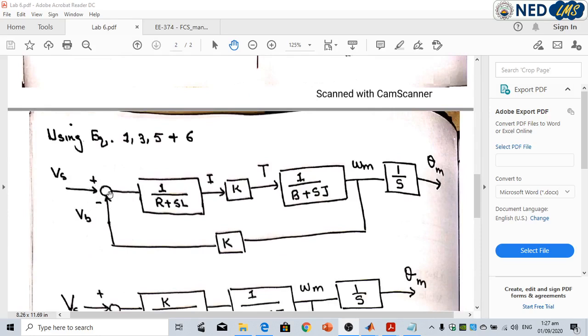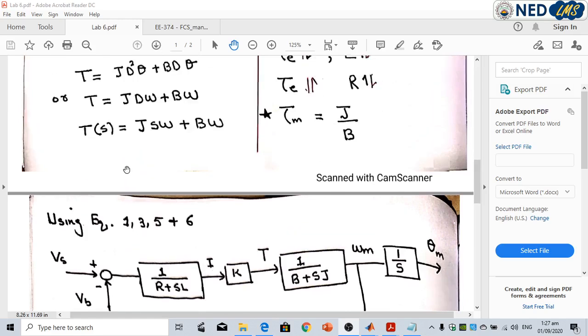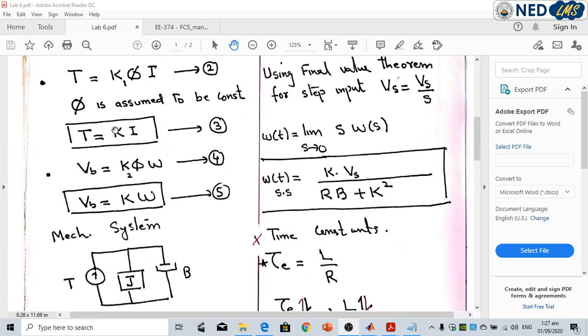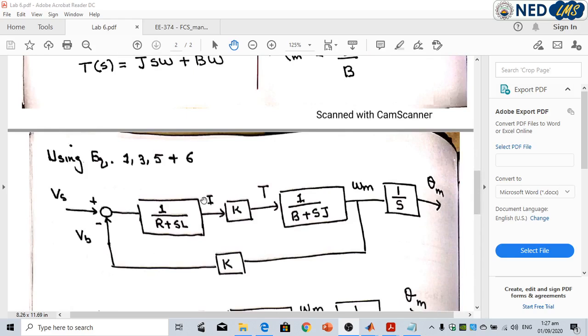This summing point outcome is the difference of voltage, and this difference of voltage is divided by R plus sL. Therefore, the outcome of this block is the armature current. Equation number 3 says the torque is equal to K times I. Therefore, this I is multiplied with this block. This block has the transfer function simply K.